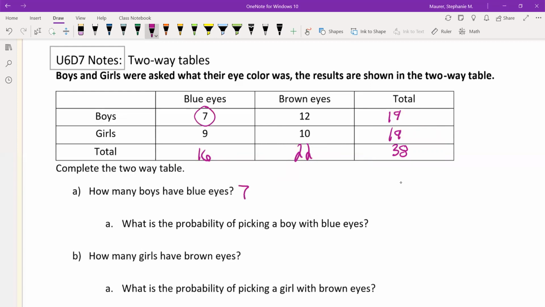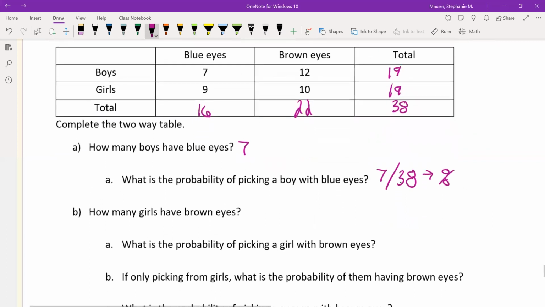We have 7 boys that have blue eyes. Next, they ask you, what is the probability of picking a boy with blue eyes? So again, we're saying that we have 7 boys that have blue eyes out of a total of how many? Let's pretend like these are students. Out of how many students? 38. Now, you can turn that to a percentage. I'm going to let you do that on your own time. But nonetheless, that would be your probability.